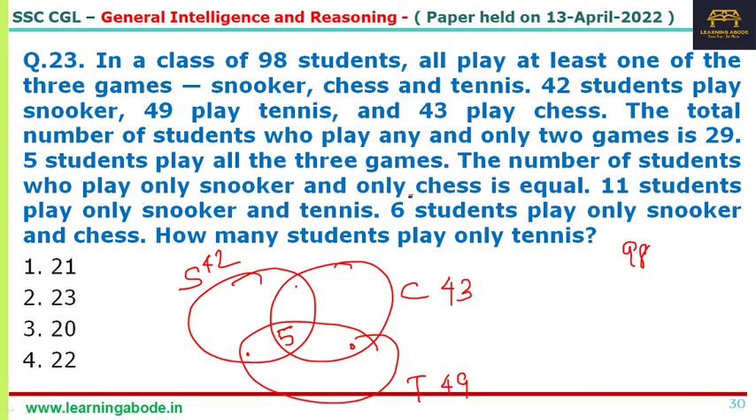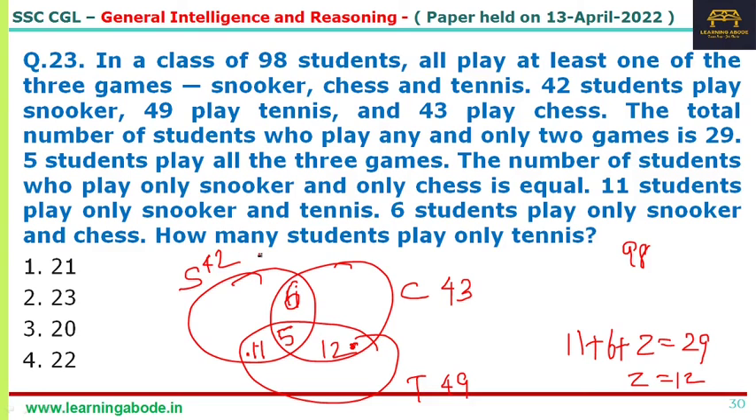Now 11 students play only snooker and tennis. So this common area between snooker and tennis is 11, and 6 play only snooker and chess. So snooker and chess is 6, and snooker and tennis, these 2 circles, is 11. Now this 11 plus 6 plus the missing area, that's 29. So z would be 12.